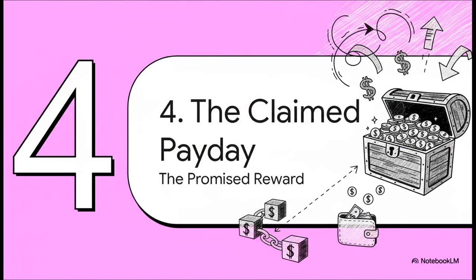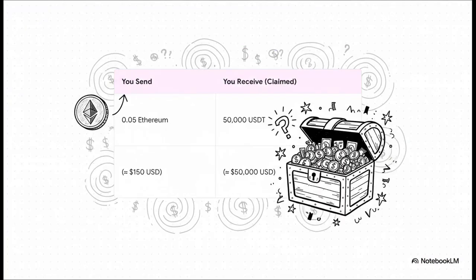So you followed every single instruction, you trusted the process, and you sent your money into the mystery contract. According to the video, what happens next? Well, here comes the so-called payday. The proposition they're making is just incredible. You send in about $150 of your Ethereum. In exchange, the video claims, you get back 50,000 USDT. That's $50,000. The return on investment is astronomical.